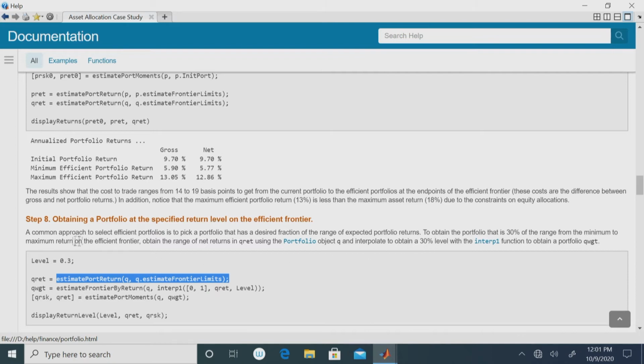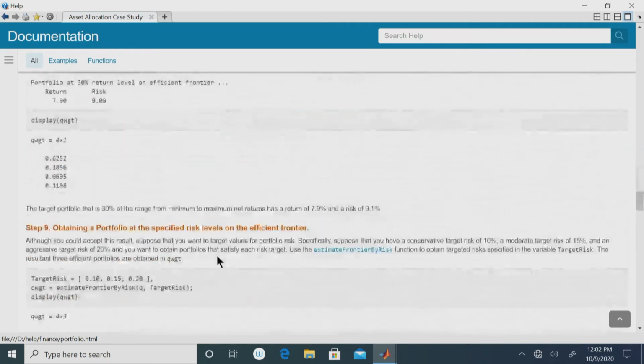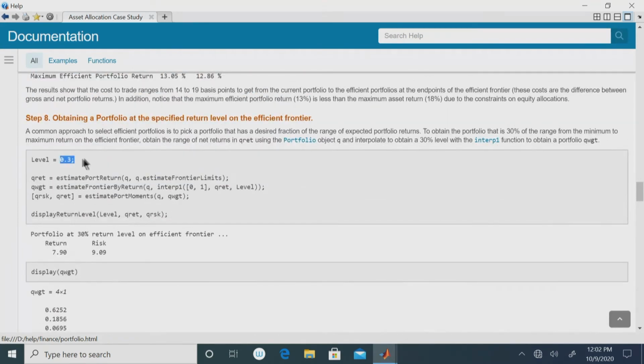However, it is a common approach to select a portfolio in a particular way. Some will set this to be a 30% level of the two ends of the efficient frontier. If you go back to the efficient frontier, we choose a return level that is 30% from this point and 70% from the right hand side point, and accordingly we set the level to be 30% or 0.3. The goal is to obtain a portfolio that is 30% of the range from the minimum to the maximum return.